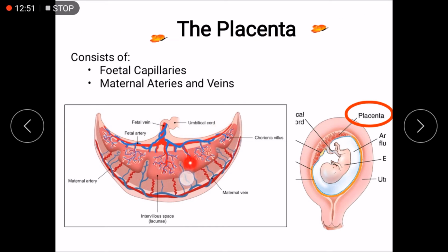This swimming pool will diffuse nutrients into the capillaries of the baby, and the waste products from the baby will enter into the mother's blood. In this dark pink area, the mother's blood has a higher concentration of nutrients, so the nutrients will diffuse into the baby's capillaries, the fetal capillaries, and then the baby will get the nutrients.